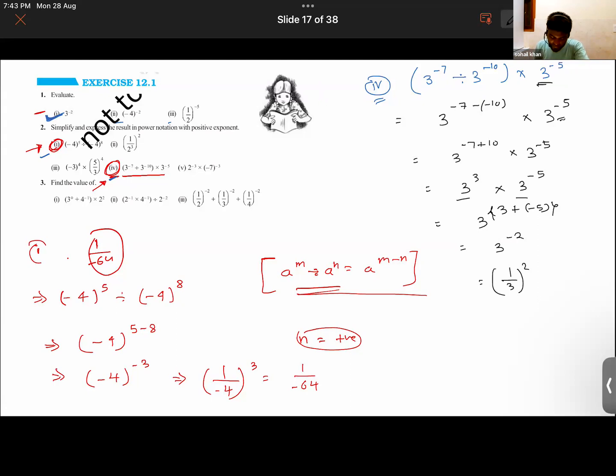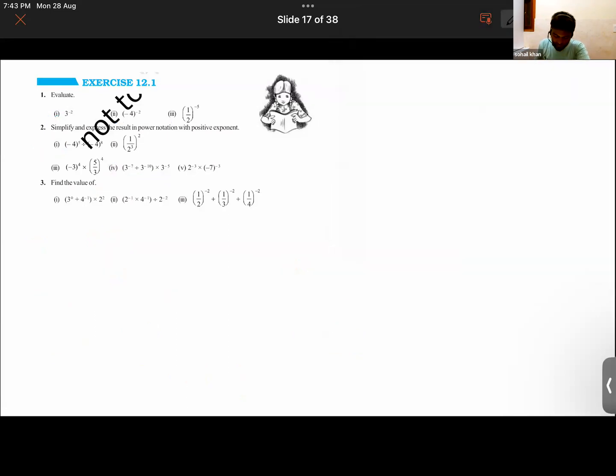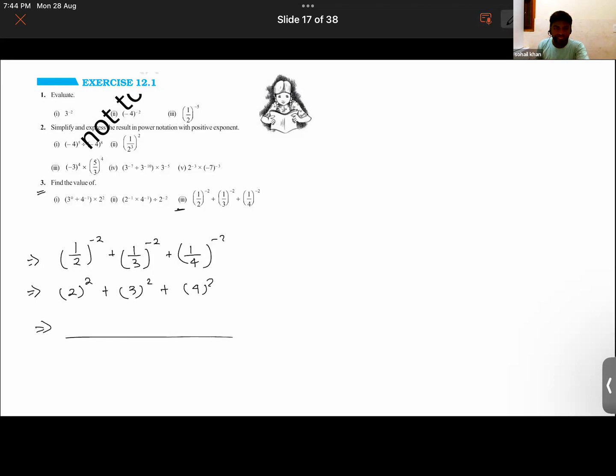See any other questions which you guys would like to solve from exercise 12.1 in this slide. Question number 3, third one. Okay, let's solve this one also. 1 upon 2 raised to the power minus 2, 1 upon 3 raised to the power minus 2, plus 1 upon 4 raised to the power minus 2. That one is very simple here. Just reverse the digits: 2 square plus 3 square plus 4 square. Now we can do it, right? Easy.